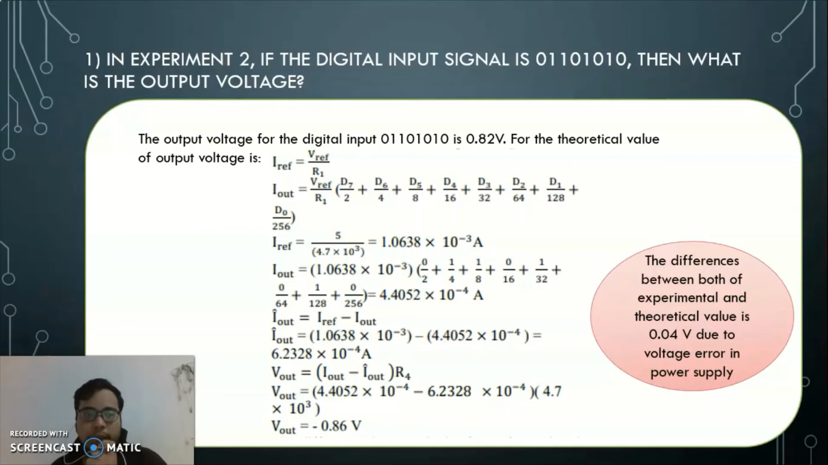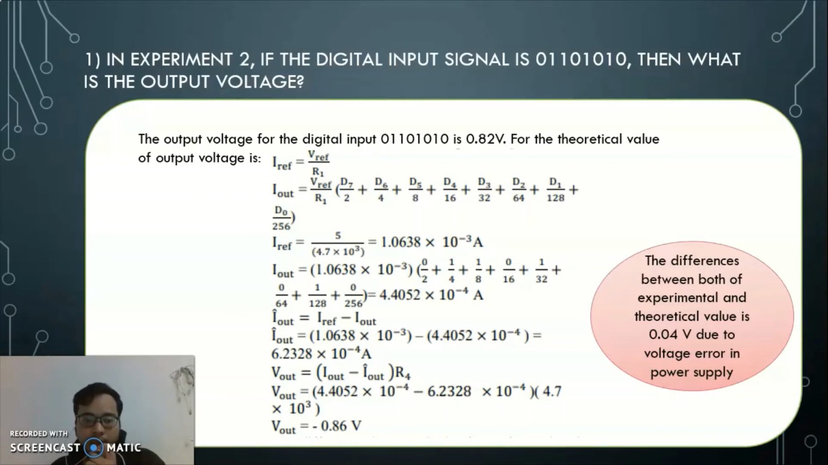First, we find the IREF value. We substitute VREF with 5 volt and R1 4.7 times 10 to the power of 3. We got 1.0638 times 10 to the power of negative 3 ampere. We substitute the value IREF in the formula for I out, and we get 4.4052 times 10 to the power of negative 4 ampere. To find the I out bar, we subtract I out from the IREF value, and we get 6.2328 times 10 to the power of negative 4 ampere.